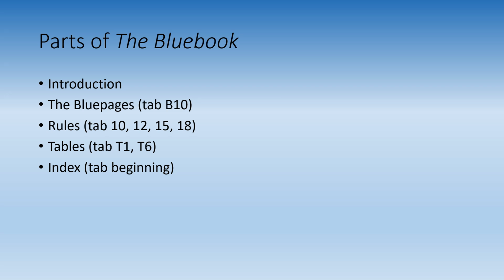The tables, I would tab Table 1, which is the table of jurisdictions, and Table 6, which is the table of abbreviations. And then I would tab the beginning of the index so you can get to it quickly.